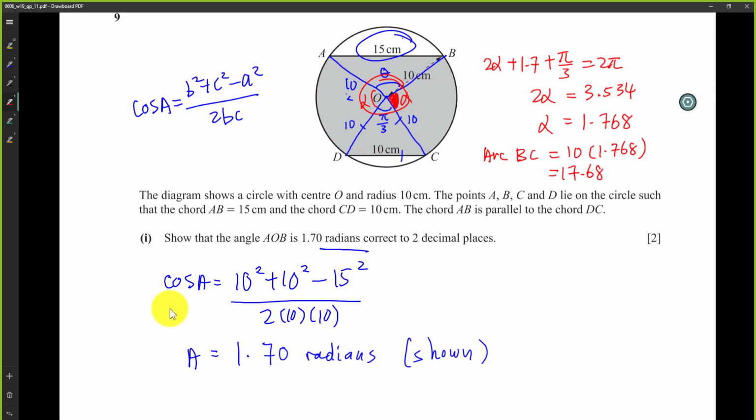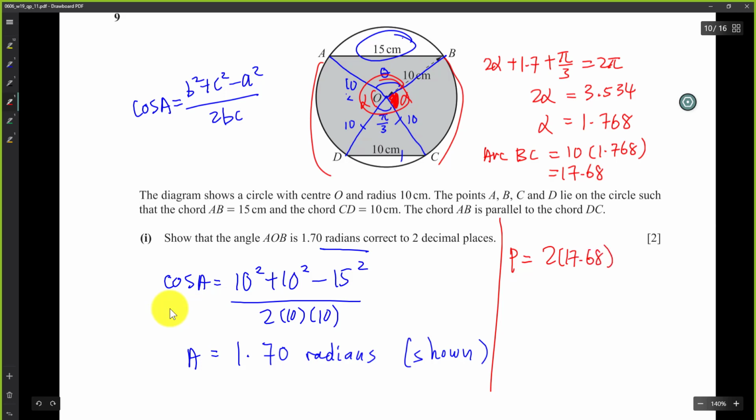Alright, then I want to find the perimeter. Let me use the space here. Of course, in the exam, you will use the space below. Perimeter is, because both lengths are the same, 2 multiplied by 17.68 plus 15 plus 10. Of course, I will round to 3 significant figures for my final answer. 2 times 17.68 plus 15 plus 10, so I will get 60.4. This one will be my 4 marks, which is my perimeter here.